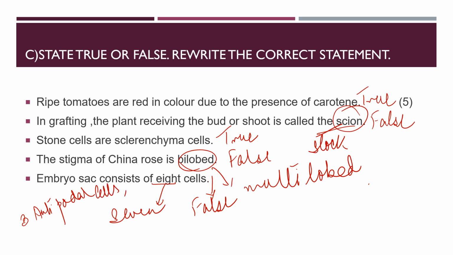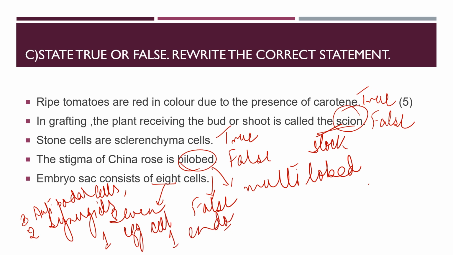Then 2 synergids are there. Then we have 1 egg cell and 1 endosperm nucleus. So it is totally having 7 cells.